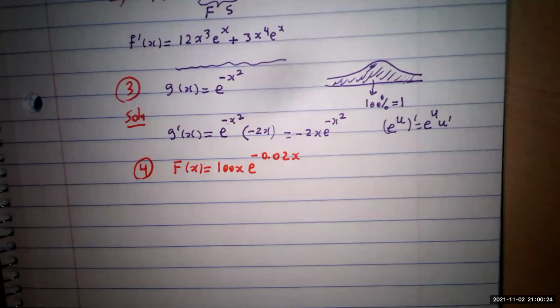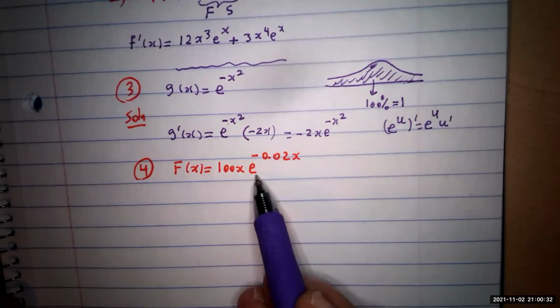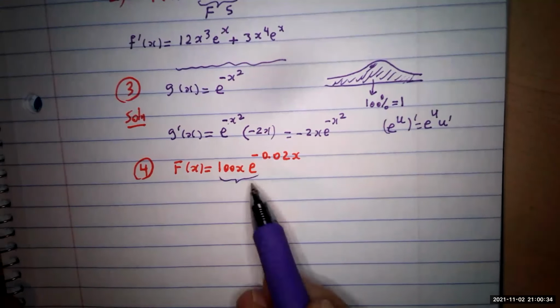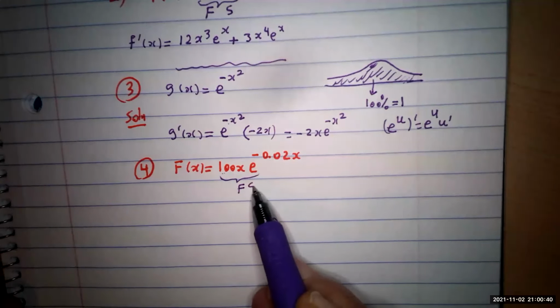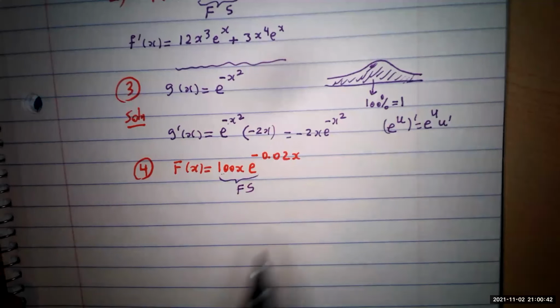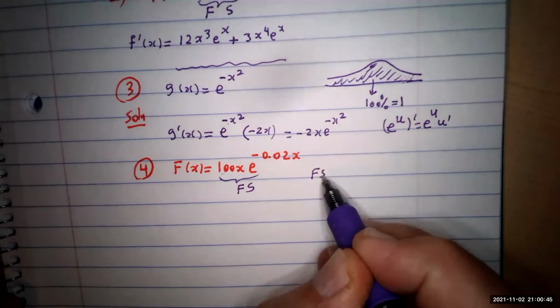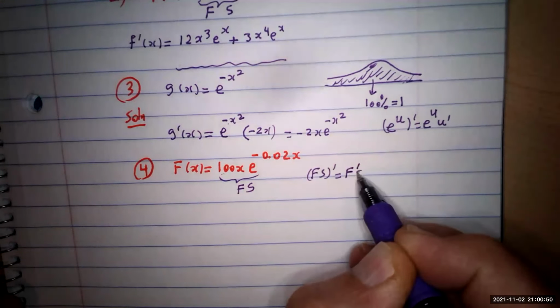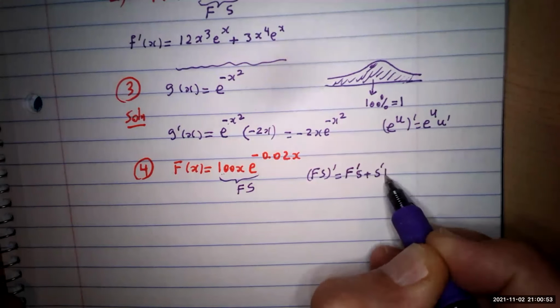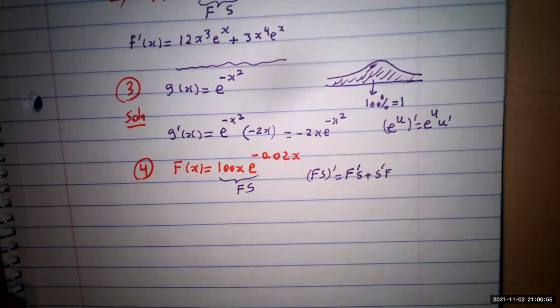The first thing to do if you want to work with this function is to differentiate it. This is the product of two functions. The first function is 100x. The second function is the exponential one. So you know that you have to apply the product rule: f prime times s plus s prime times f. It's the derivative of the first times the second, plus the derivative of the second times the first.